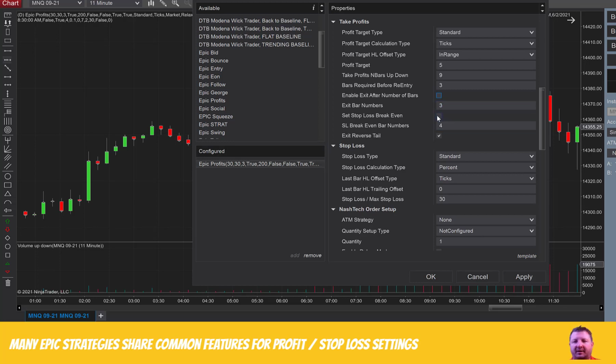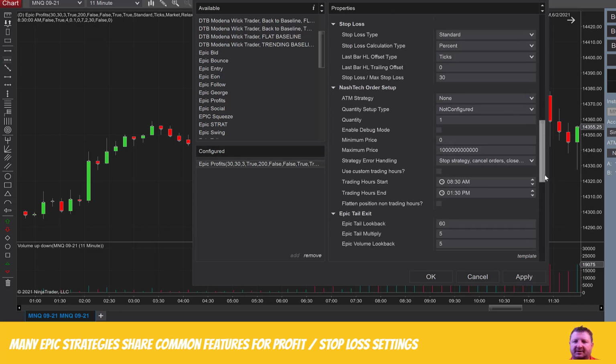No problem. Same thing with here. This goes 4 bars into your trade and sets the stop loss to break even as long as you're positive. So with this, maybe you want to set this to 2, and now you know at least your stop loss has been moved to break even, and that might backtest out well. It might be the best. Exit reverse tail, we just covered what that is.